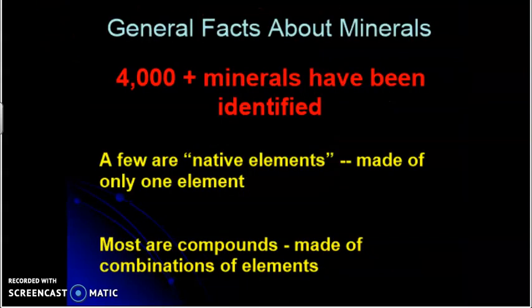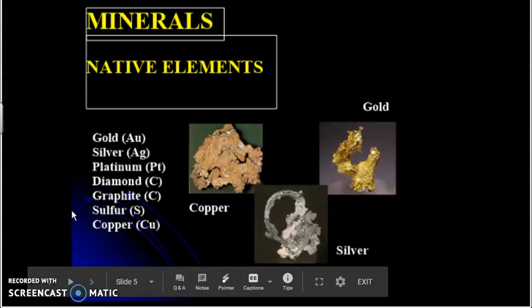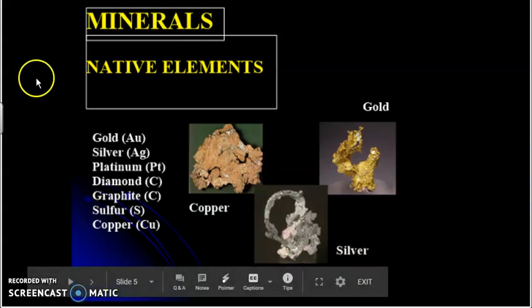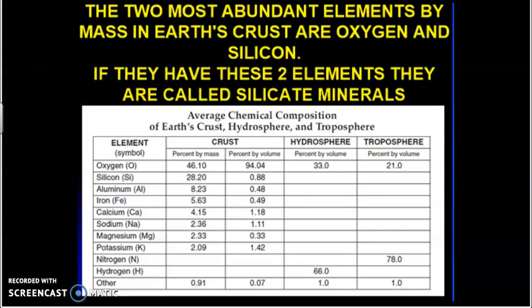We have well over 4,000 minerals on Earth. A few of these are called native elements that are made of only one element, but most minerals are combinations of elements. These are some examples of native elements formed of only one element. We have gold, silver, platinum, diamond, graphite. Notice that diamond and graphite have the same element, carbon, and sulfur and copper. They're only one element.